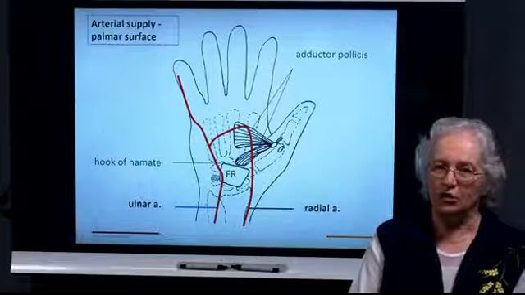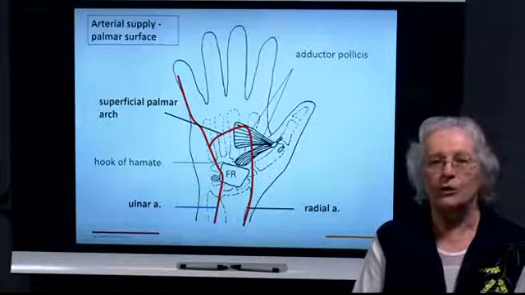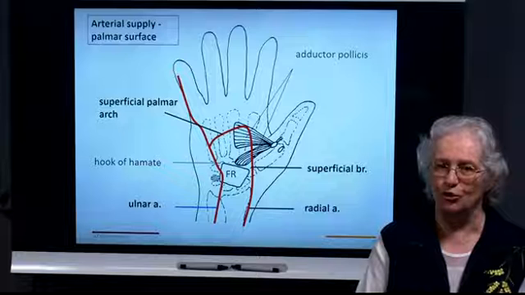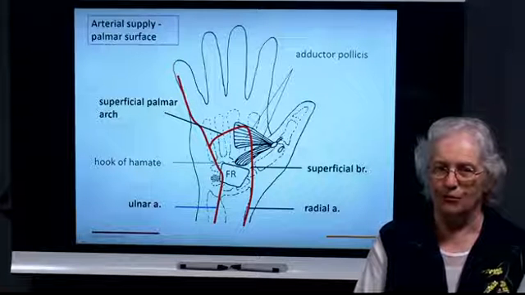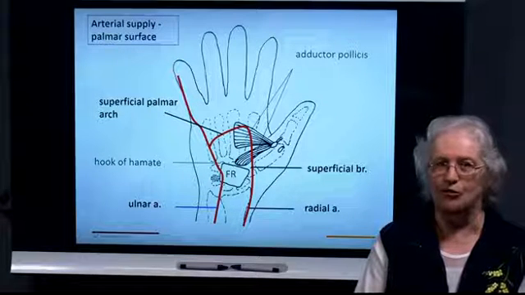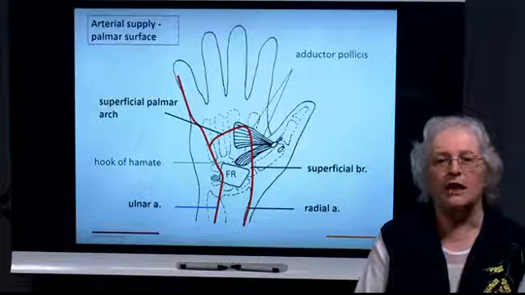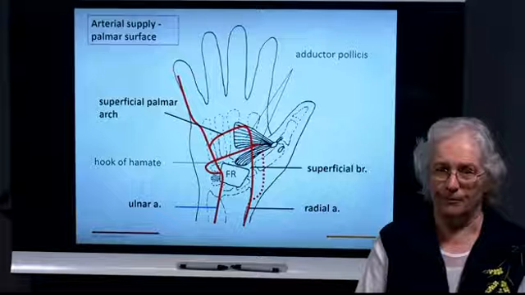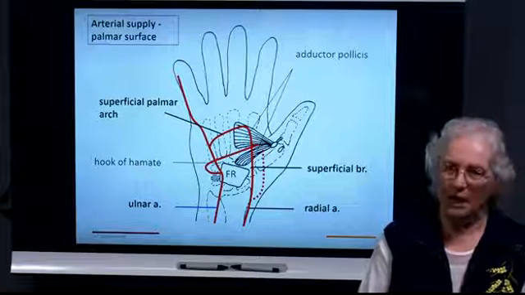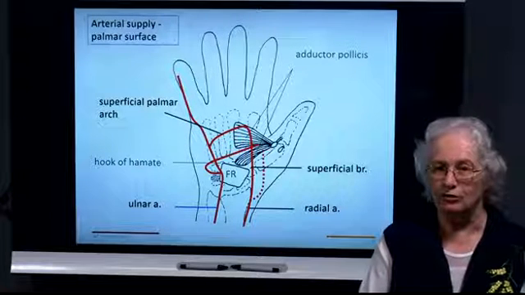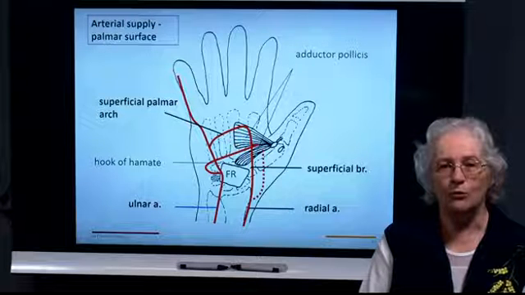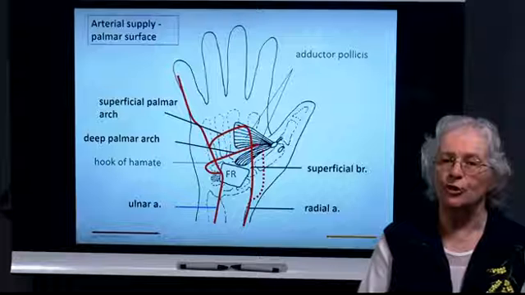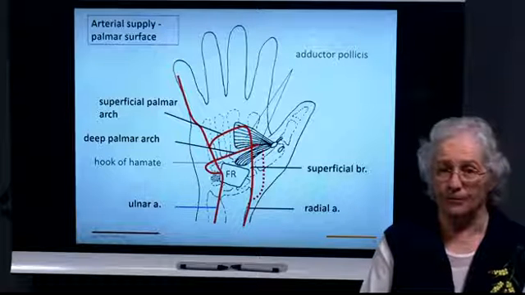As you can see, the ulnar will curve around, forming the superficial palmar arch. It will anastomose with the superficial branch of the radial. So we have one anastomosis already, the superficial palmar arch. The radial artery will continue posteriorly through the anatomical snuff box. It will then run back onto the palm between the first dorsal interosseous and adductor pollicis, and it will form the deep palmar arch. So two major anastomoses between the ulnar and the radial arteries.